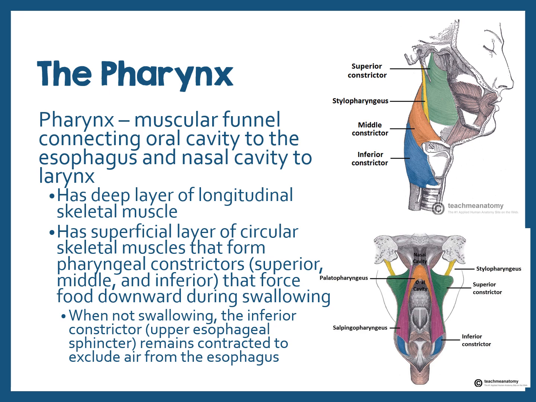And when we are not in the process of eating, the inferior constrictor, which is the same thing as the upper esophageal sphincter, is going to remain contracted, and that's going to keep air from going down into the esophagus and will direct the air into the trachea.